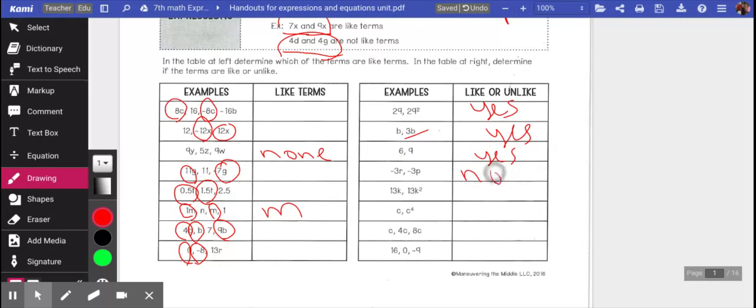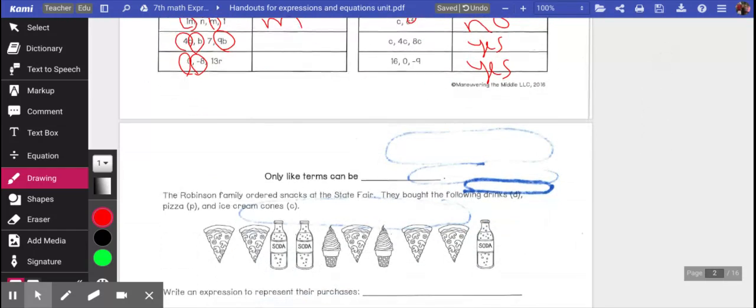Okay, these are not because you have the r and the p. These are not because of that little exponent on the k. That's different from this because this one is on the letter, so it makes it not the same as a plain k. Okay, same thing here because of the exponent. Here they are, they're all c's. And here they are, they're all constants. It does not matter that one is negative. They are all constants. So only like terms can be combined, which means like added or subtracted.